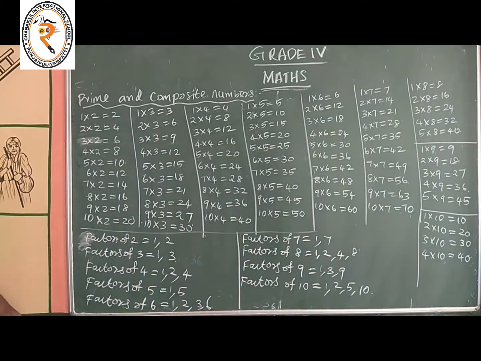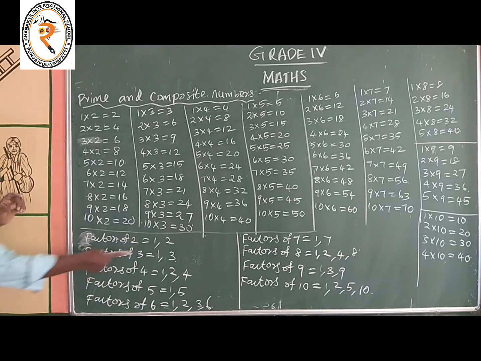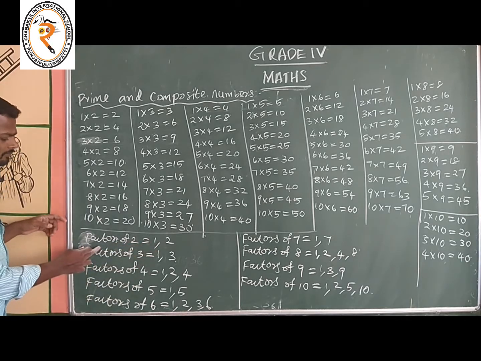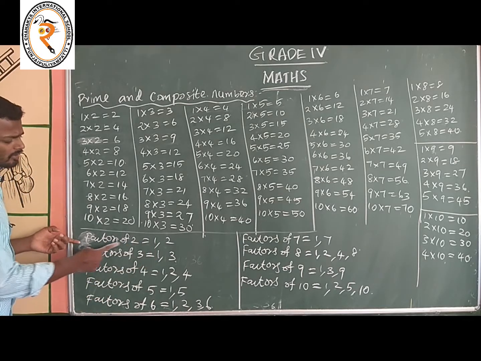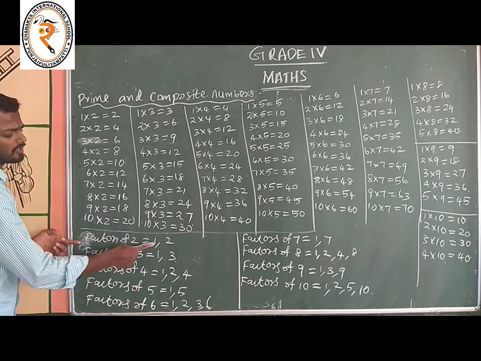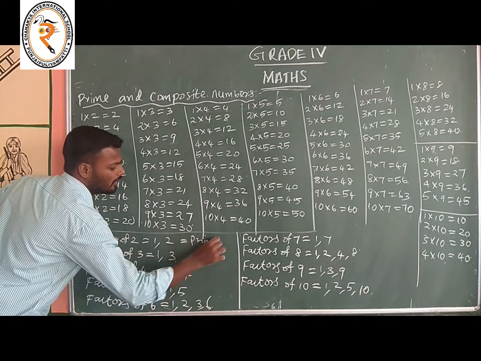So which is a prime number, and which is a composite number? Now we find which is a prime number and which is a composite number. First we find the factors of 2. The factors of 2 are in the first table and second table. 2 has only two factors, 1 and 2. So it is a prime number.